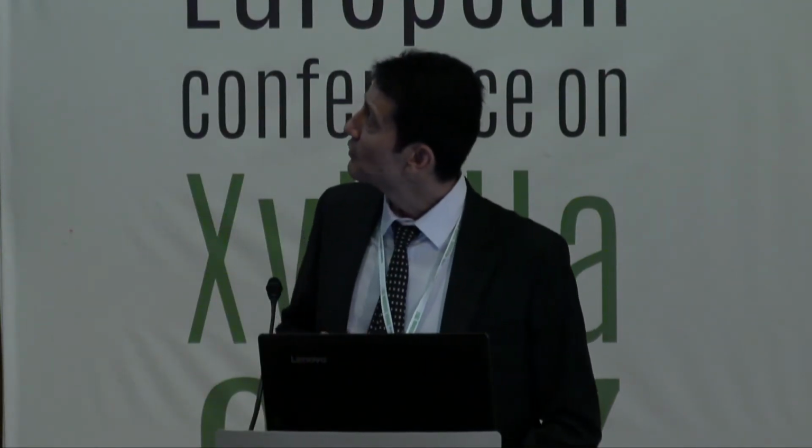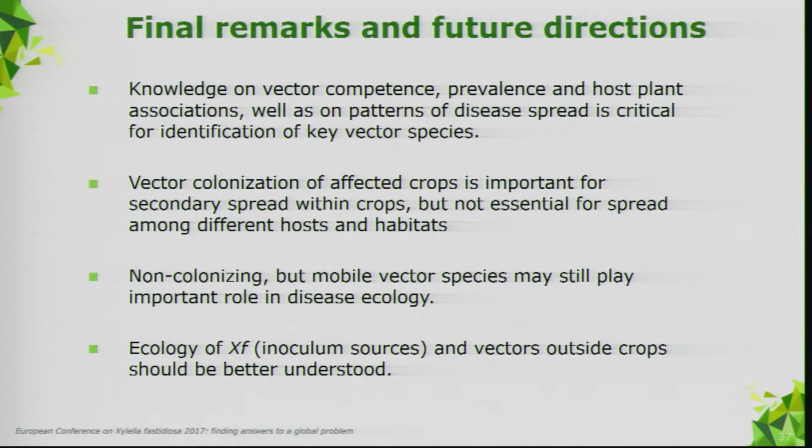Vector colonization of affected crops is important for secondary spread, but not essential for spread among different hosts and habitats, as we've seen, for example, in grapes. And non-colonizing but mobile vector species may still play a role in disease ecology. So we need to understand the ecology of Xylella and vectors outside crops also, in order to better manage these systems.